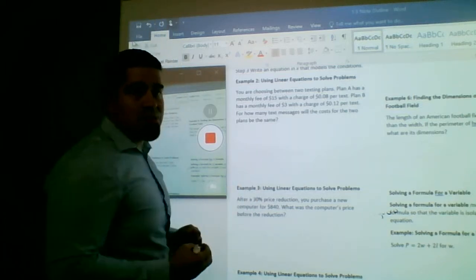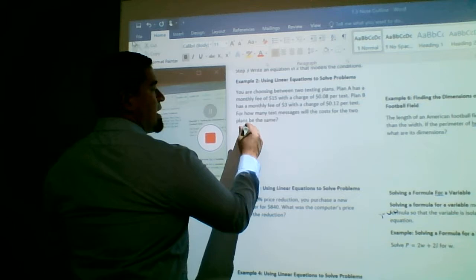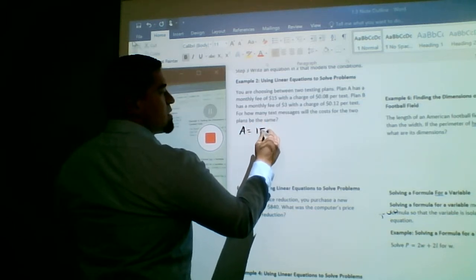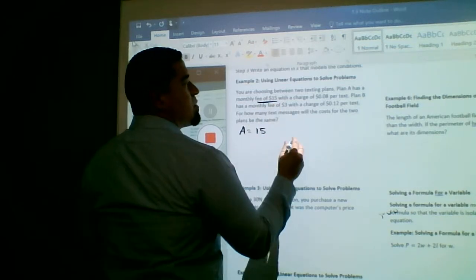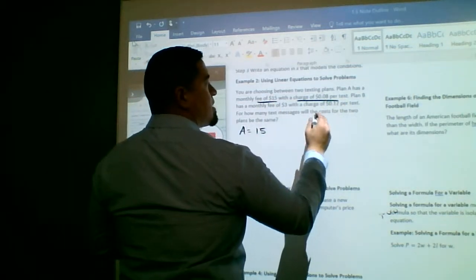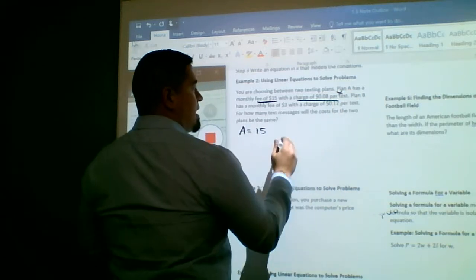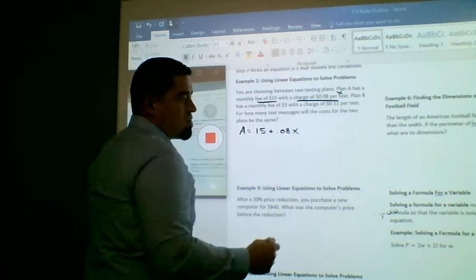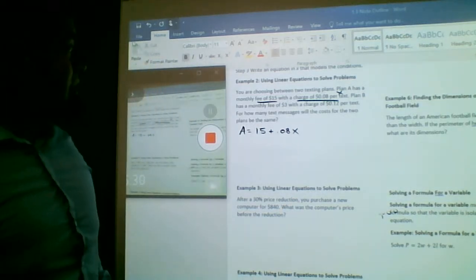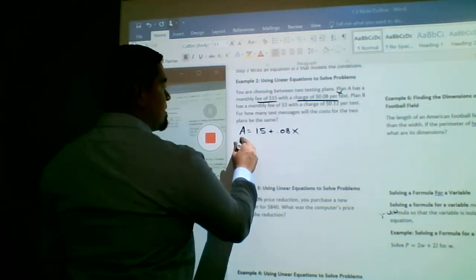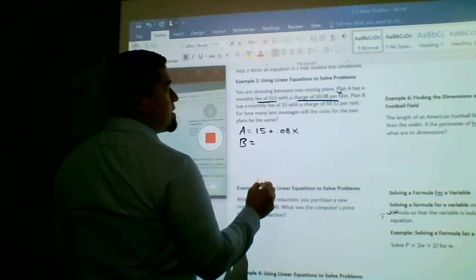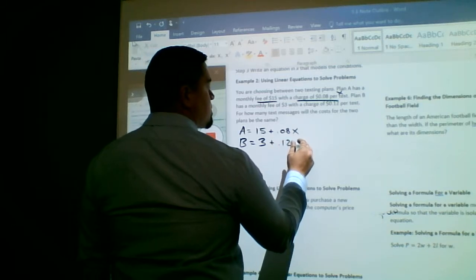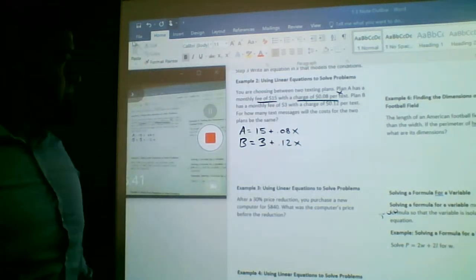So we're going to generate two equations. One is for plan A, and no matter what, you're going to pay $15 because that's what it says, a monthly fee of $15 with a charge of 8 cents per text. The number of texts turns out to be x, so it's plus 8 cents per text. So this is our equation for plan A. For plan B, your equation would be the monthly fee is $3 plus 12 cents per text.